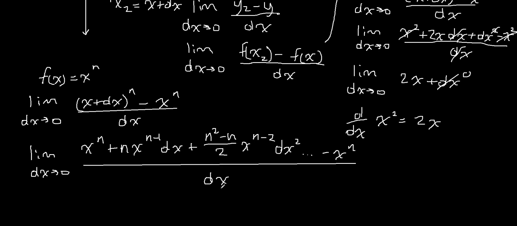All over dx. So you can see some things that start to cancel. x to the power of n and negative x to the power of n will just give you 0.